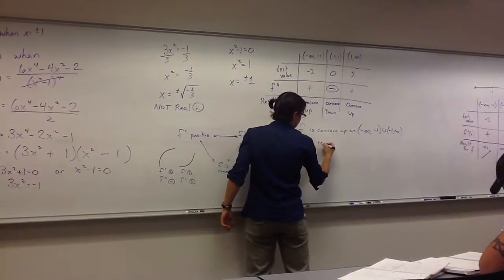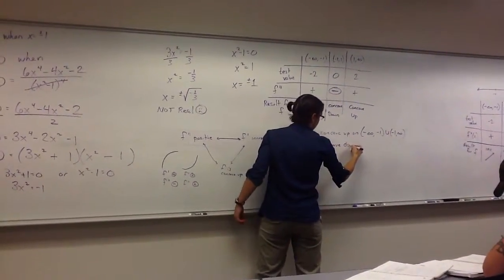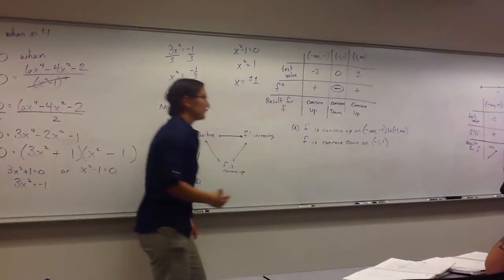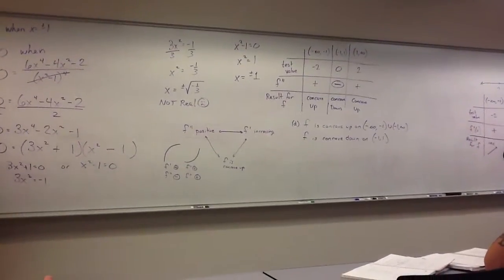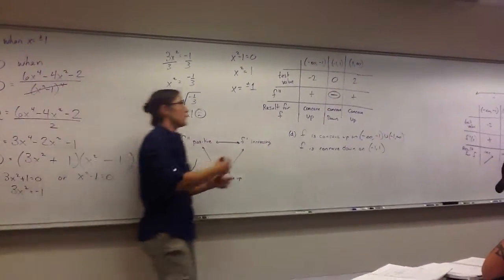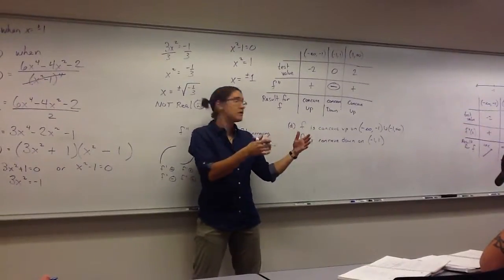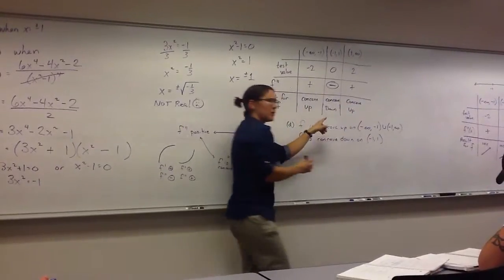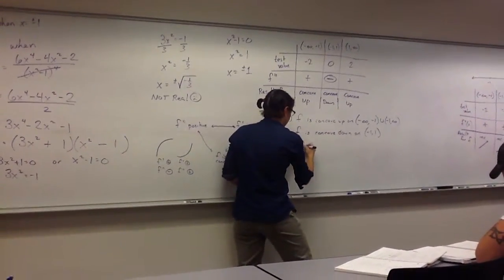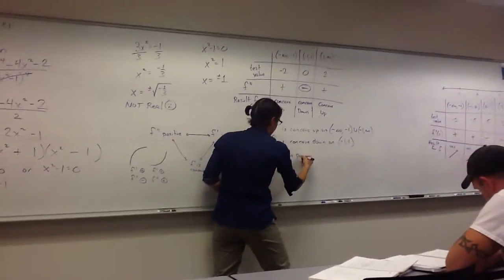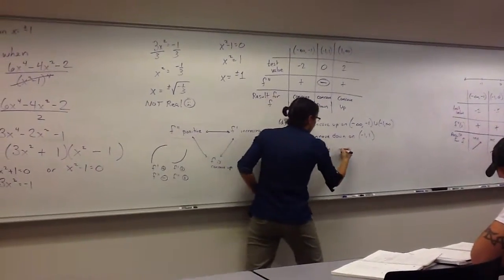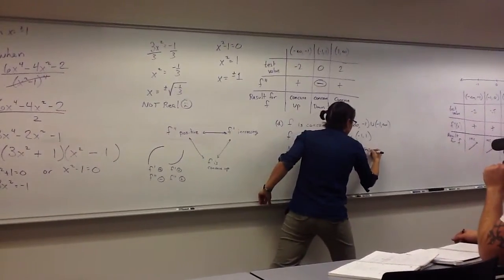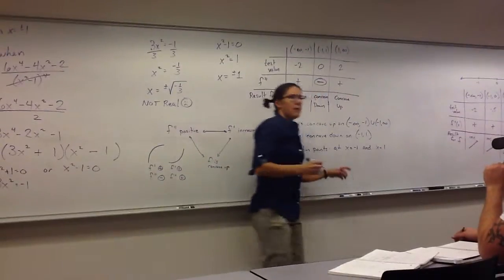F is concave down on the interval from -1 to 1. Okay, so those are our intervals of concavity. And inflection points occur when we switch from up to down or down to up. And so in this case, we're going to end up with inflection points at x is equal to -1 and x is equal to +1.